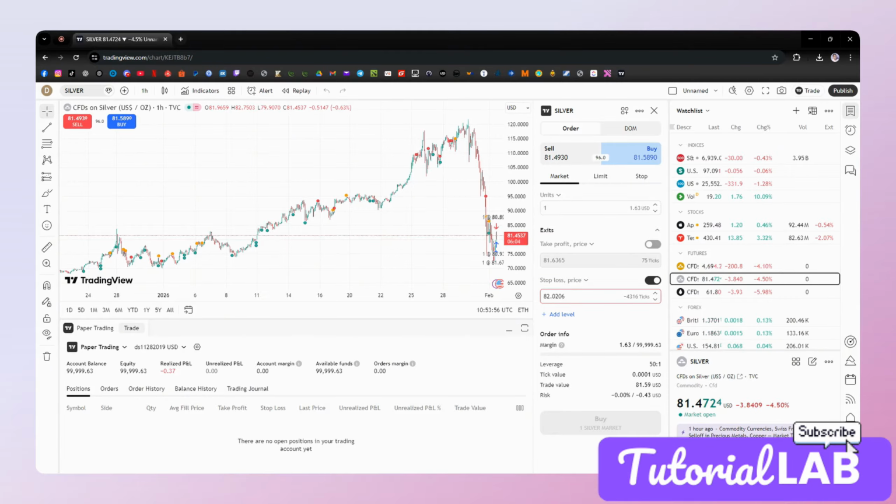Remember, losses are part of trading, but managing them is what keeps us trading. Protect our capital first. Profits come after.